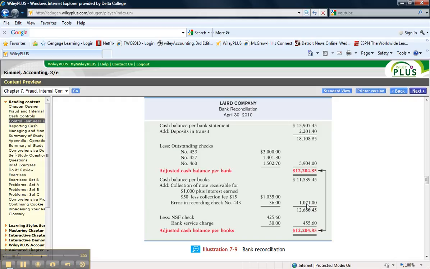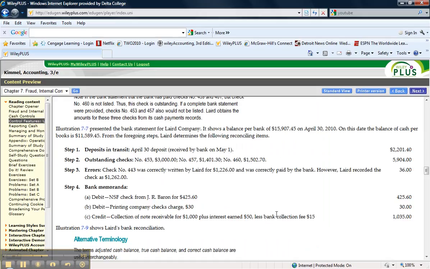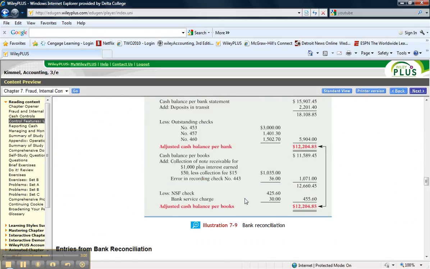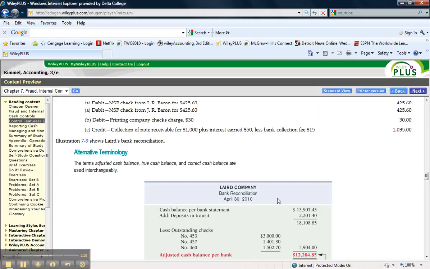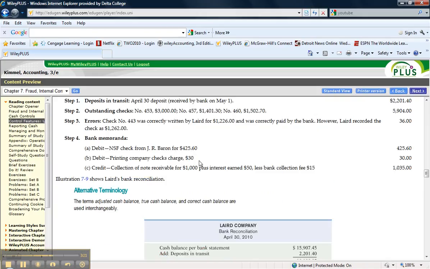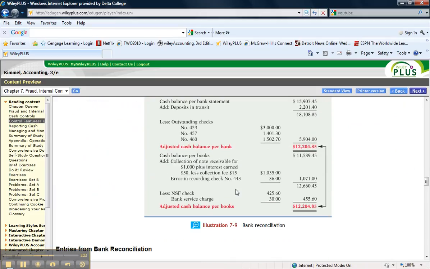So you can see we're adding in our book adjustments, and then we might have subtractions too. An NSF check of $425.60. The bank told us about an NSF check from this customer for $425.60. Well, we know we don't have that money in our account, so we had put it in our books by debiting cash earlier, and when we deposited the check, now we have to take it out. And then finally, a bank service charge. They told us about a service charge of $30 for check printing, so that is already in the bank balance. We have to subtract it from the book balance.